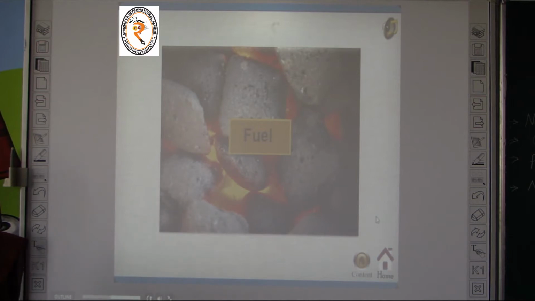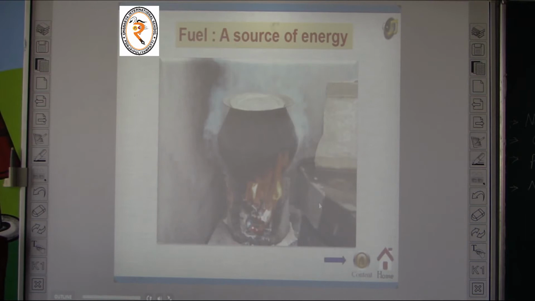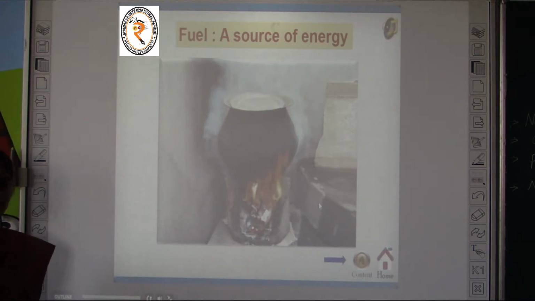Next we will discuss fuel. What is called fuel? In general, fuel is a source of energy. Which energy does a fuel give? It gives heat energy. So fuel is also known as a source of energy. Is it inexhaustible or exhaustible energy? It is exhaustible energy.